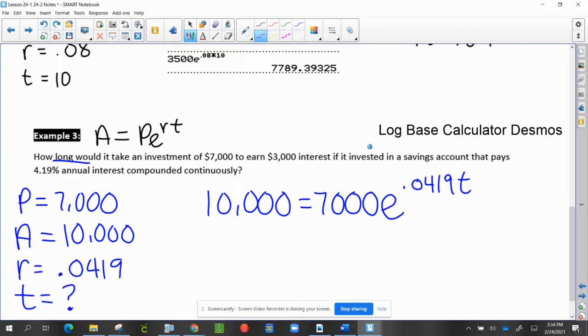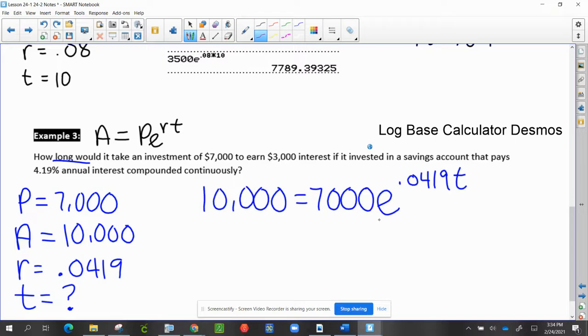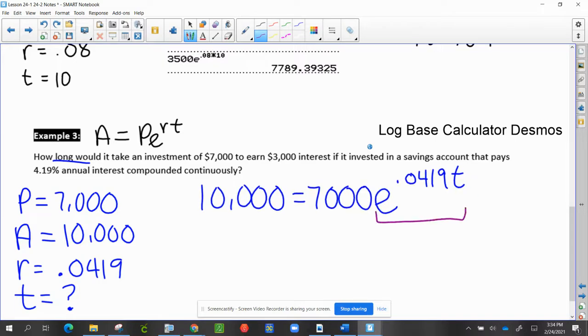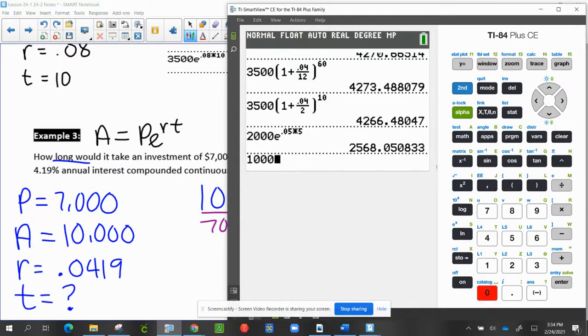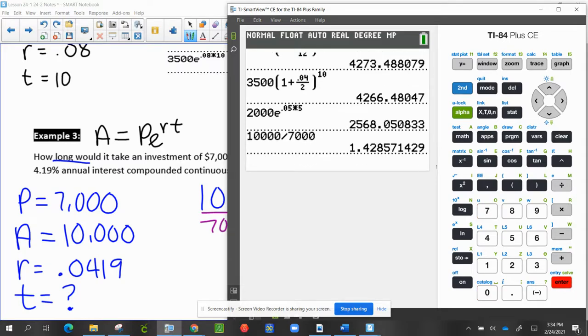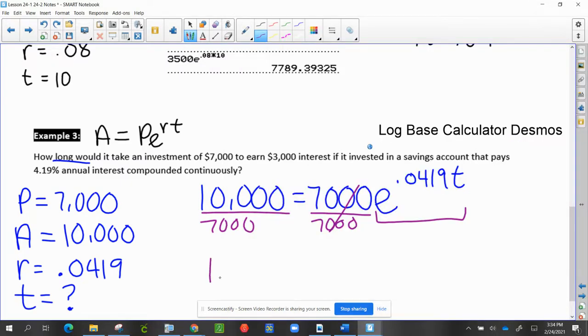But just like when we did equations in the previous video, we need to get our exponential by itself first. So I need to get this e part by itself. To do that, we're going to divide out this 7,000. Let's get our calculators. 10,000 divided by 7,000. Let's just round, so we get 1.43. 1.43 is equal to e raised to the 0.0419 t power.